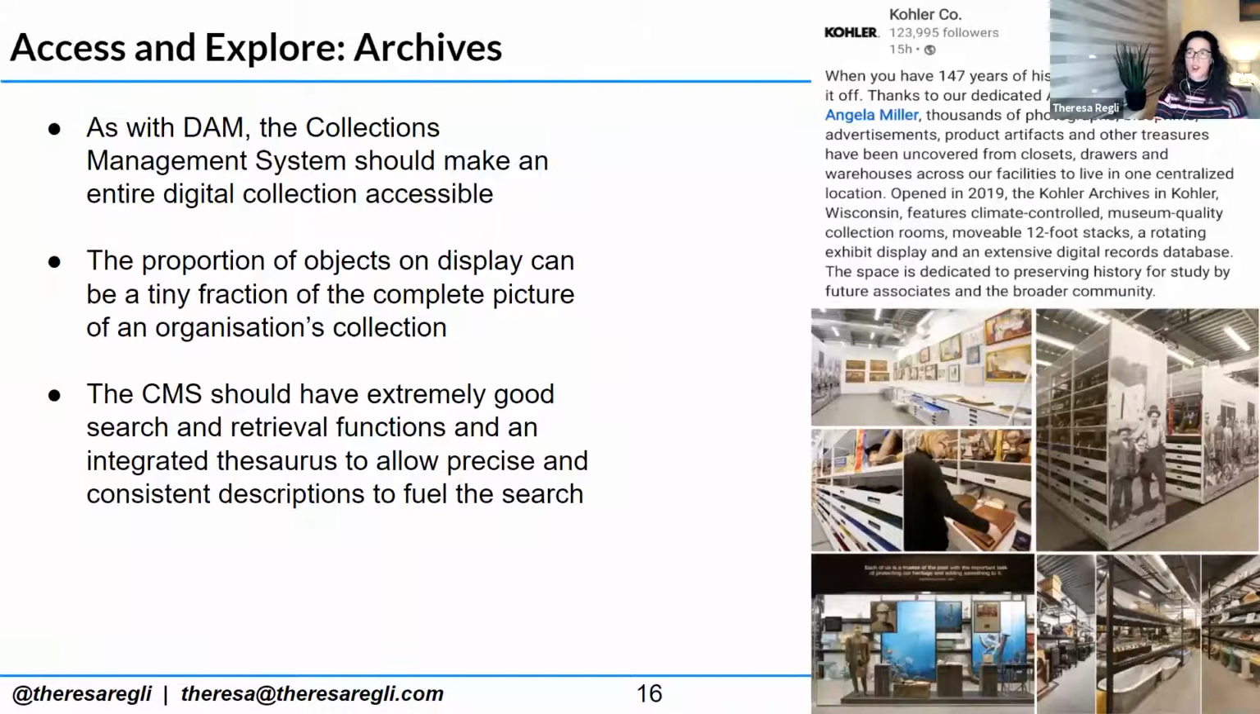Also can be very useful for archives, of course. Here's an example of corporate archives from Kohler, which is a company I'm sure many of you are familiar with. You can even use something that's very similar to a CMS to manage a corporate archive, which is very similar to a museum. So thinking about objects on display and thinking about how to connect that to the digital image is part of the decision you'll have to make if you're an archivist.